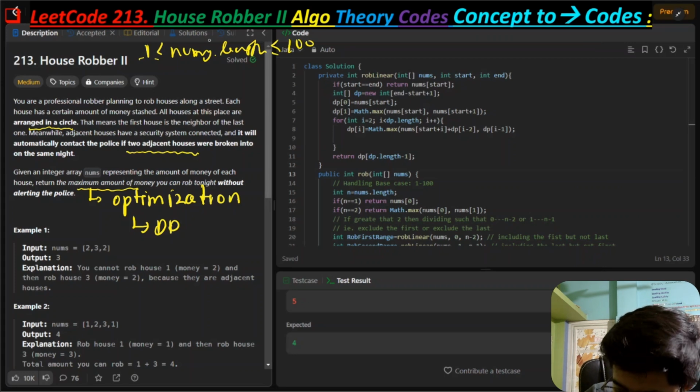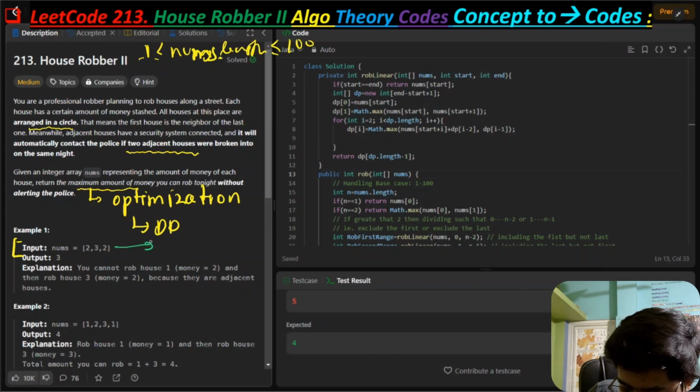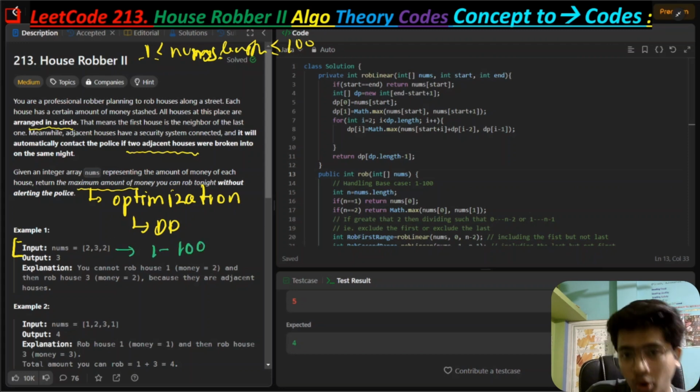So that means nums dot length represents the house number. That means the house number will always be between 1 to 100. So it represents that the house number will always be between 1 to 100. So we got this one.